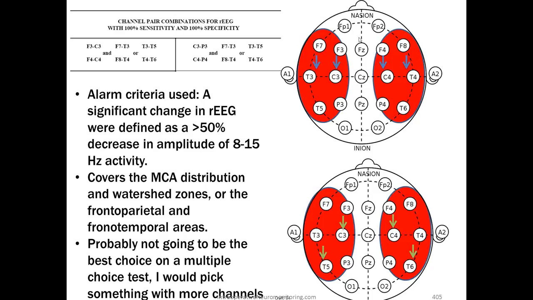So here we have the double banana, anterior to posterior, so FP to T3, F3 to C3, F4 to C4, F8 to T4, as well as the F3 to C3, T3 to T5. And you can see we're covering this middle cerebral area.